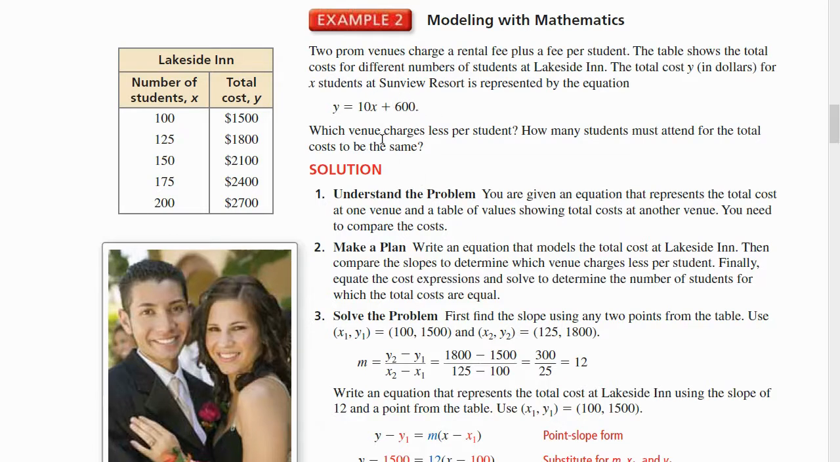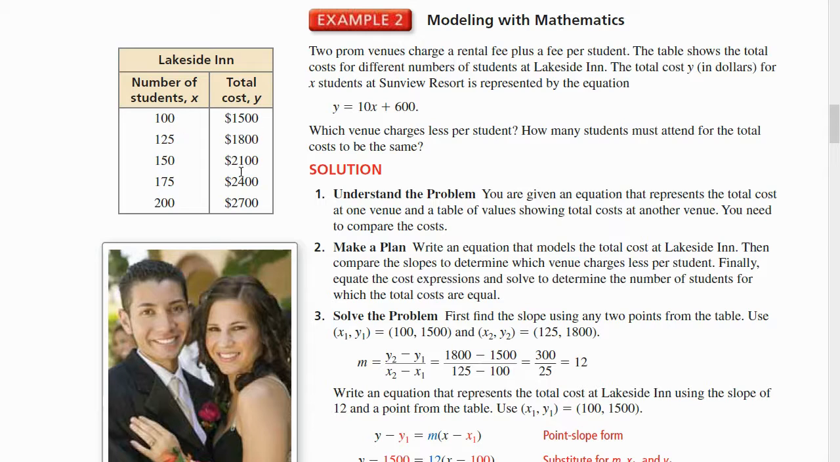So the question is, which venue charges less per student? So that's a slope question. Now I know this one's 10. I can find this one, and I will in just a second. How many students must attend for the total cost to be the same? Well, that'll be easy because once we get an equation for this, we can more or less just set them equal to each other and solve for x, because that's when the y values would be the same. So let's kind of go through this. I already know the equation here. Let's find the equation here.